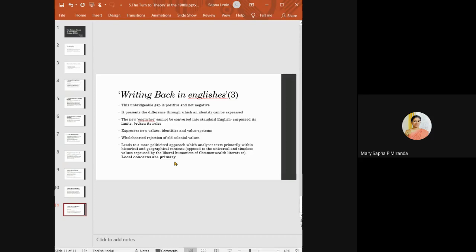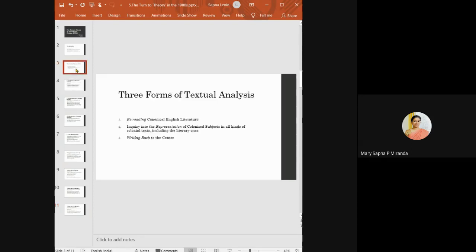So when you're talking about post-colonial theory, there are three ways of looking at the text that came out of the colony, the colony's experience. The first one is you're rereading the canonical literature. The other one is you're looking at the representation of the colonized people in these texts, and finally you're writing back to the center. Writing back is you're appropriating the language of the center and you're making it local. You're making it suitable to your needs, your customs, your traditions, and your sensibilities, and your writing. And when you do that, what is happening?